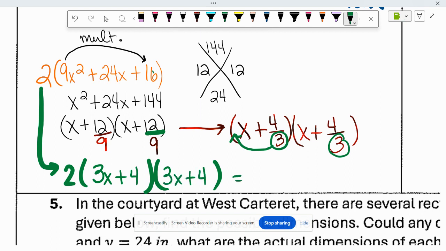Is there a better way to write that? What is it? 2 times the quantity, 3x plus 4, the quantity squared. Yes, ma'am.